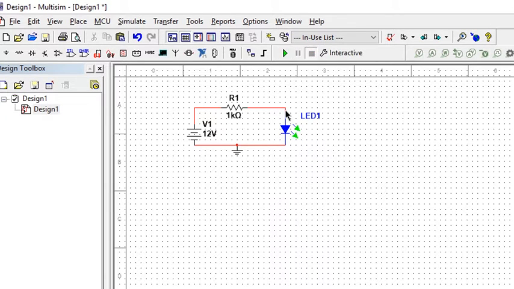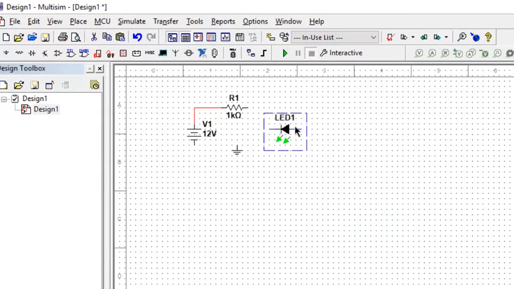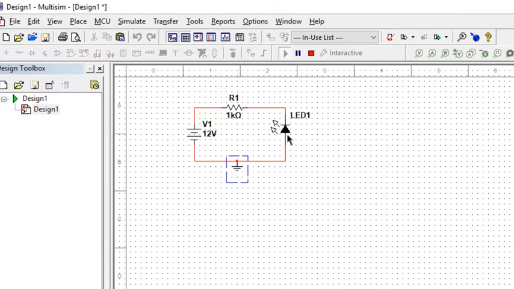Let us now connect the negative terminal of the LED to the positive voltage and the positive terminal of the LED to the negative of the source. This connection is called reverse biased. It doesn't permit the current to flow and the LED shouldn't glow. Now let us run it. We can see that there is no light from the LED. If the LED is connected with opposite polarity to that of the voltage source, then it is reverse biased and won't glow.